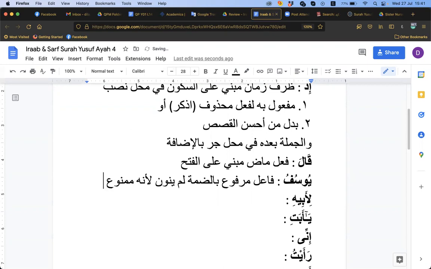What does that mean? It is not given tanwin, because it is a mamnu min as-sarf. There is no tanwin because it is mamnu min as-sarf. They say this because an ism by default should have a tanwin. So when it's rafa, it doesn't get affected so much. It still has the dhamma, but just no tanwin. So although we don't have to say it's mamnu min as-sarf, you might find this in the Iraab books.